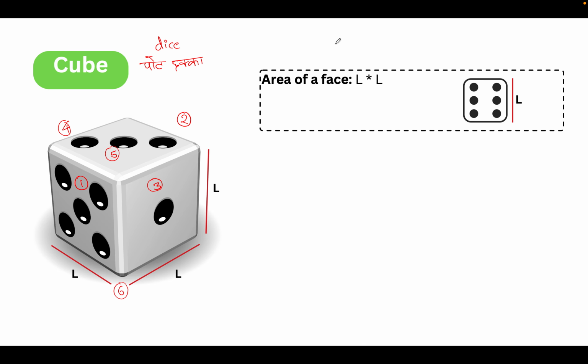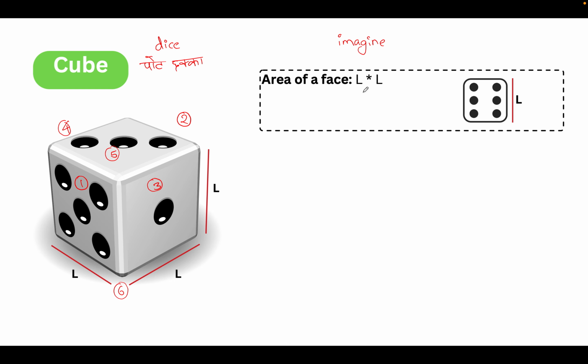Before learning about any formula, I want to tell you that if you want to solve questions of area and volume effectively and easily, you first need to imagine. When I say pot chakka or dice to make you understand about cube, you need to imagine pot chakka or dice. You need to imagine that there are 6 faces and each face has equal length and breadth. That is how I solve the question, and that makes it easier to solve.